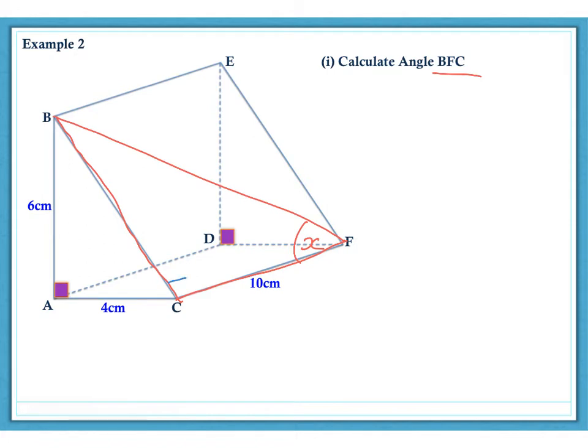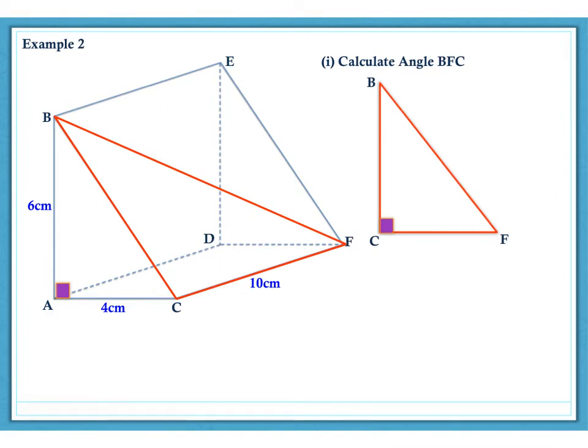over here. Imagine you were facing this prism right in front of you. There's a rectangular face at the front, so BEFC is a rectangle, so this is 90 degrees. Okay, so how are we going to calculate this angle? Let's have a look at the next part of the video.